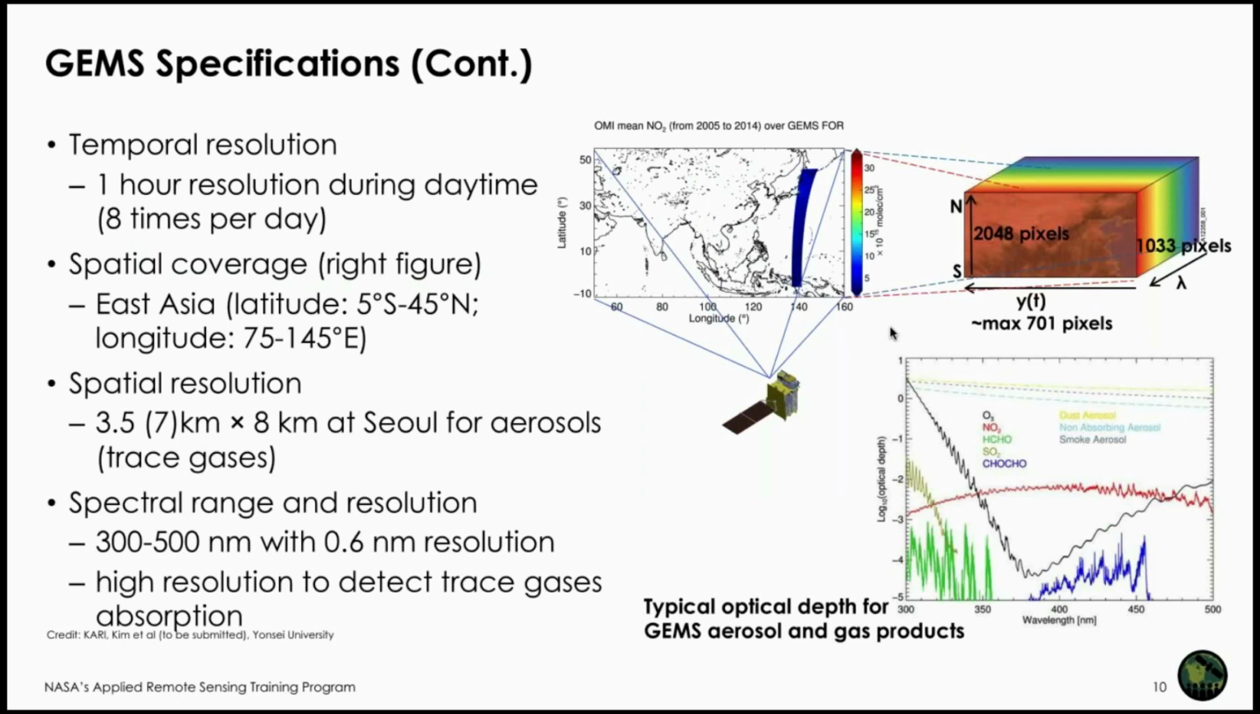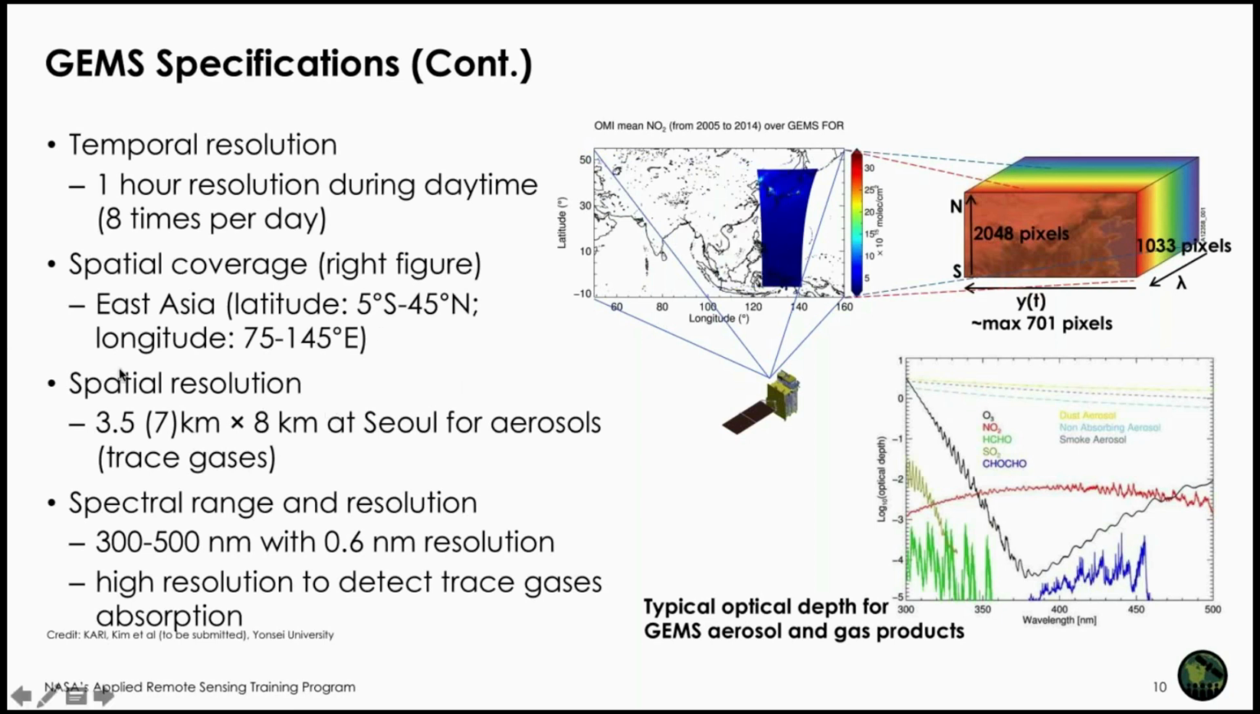GEMS also has a 1 hour temporal resolution during the daytime, so 8 times per day from 9 to 16 local time. And we can see the hourly NO2 retrieval result over East Asia here. It has a somewhat coarse spatial resolution, like 3.5 by 8 kilometers or 6 by 8 kilometers at Seoul for aerosols and trace gases respectively.